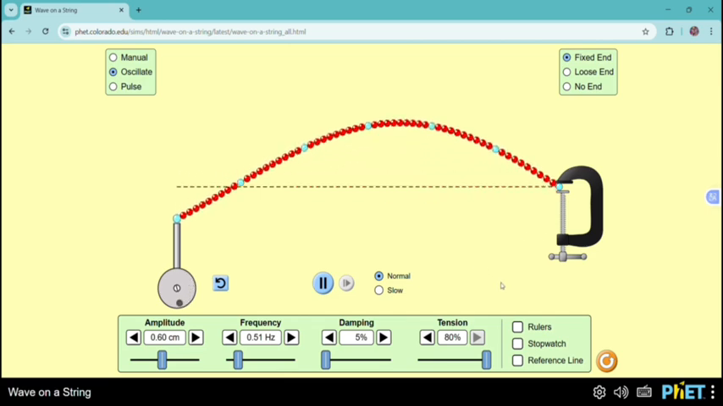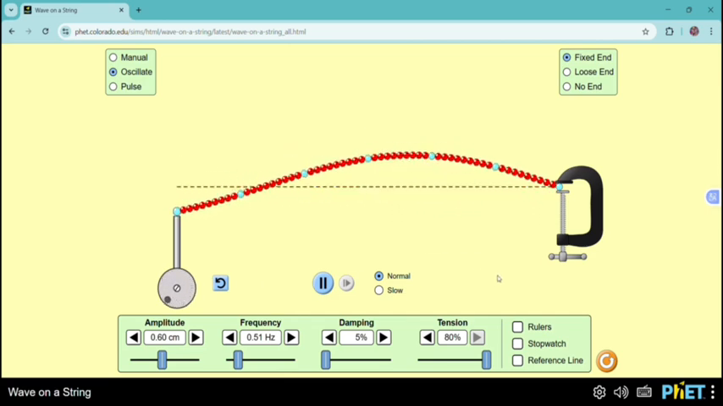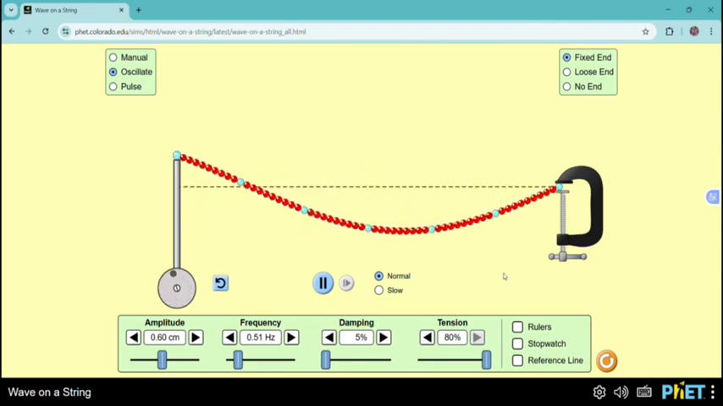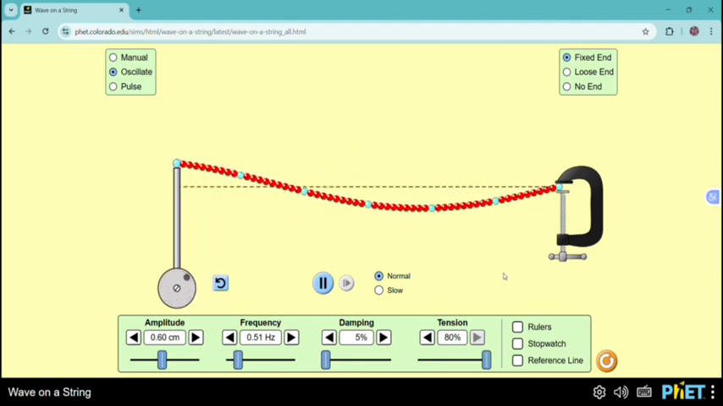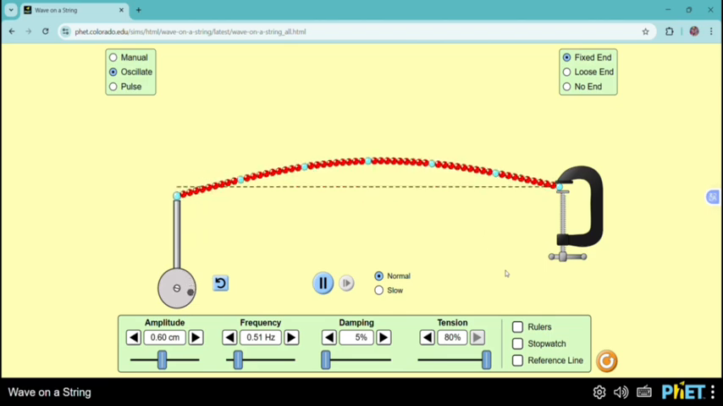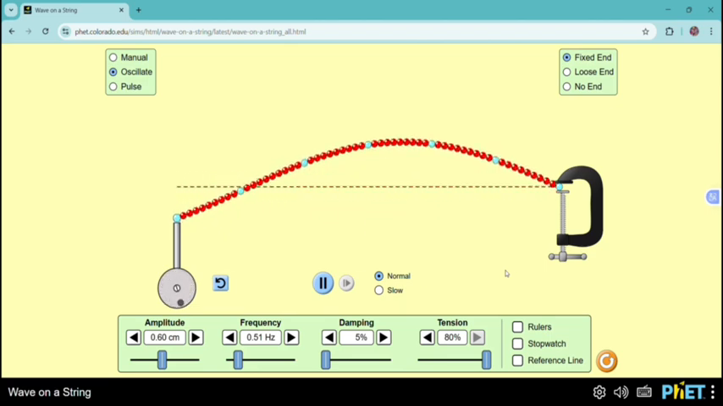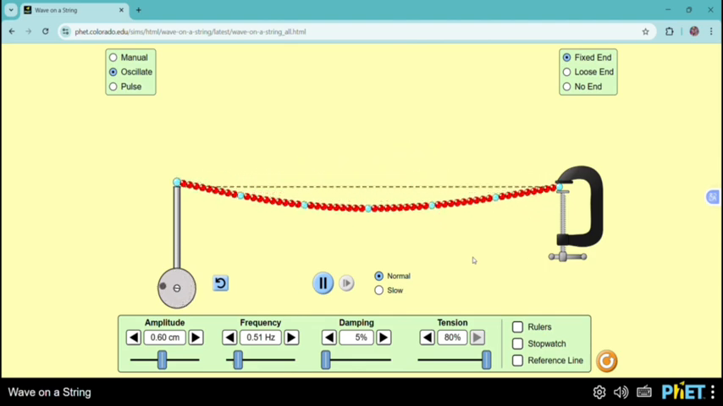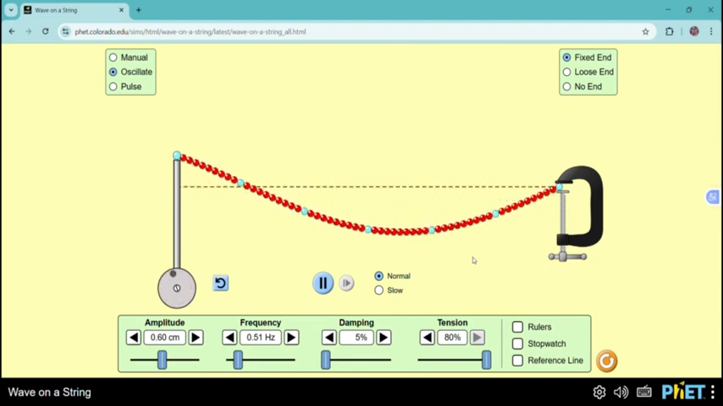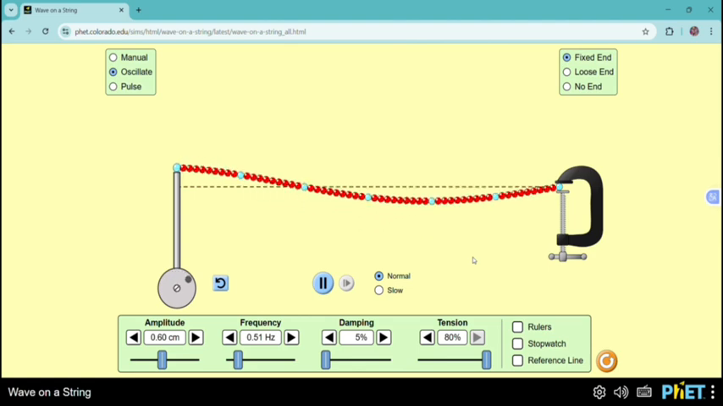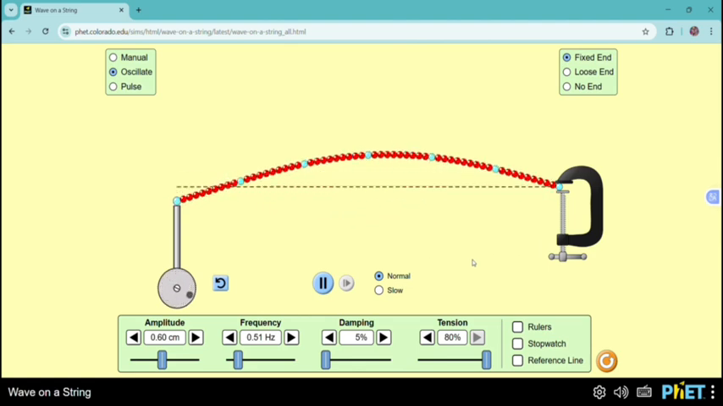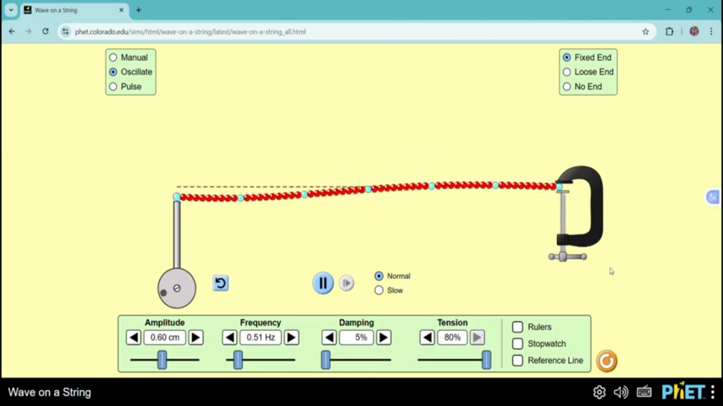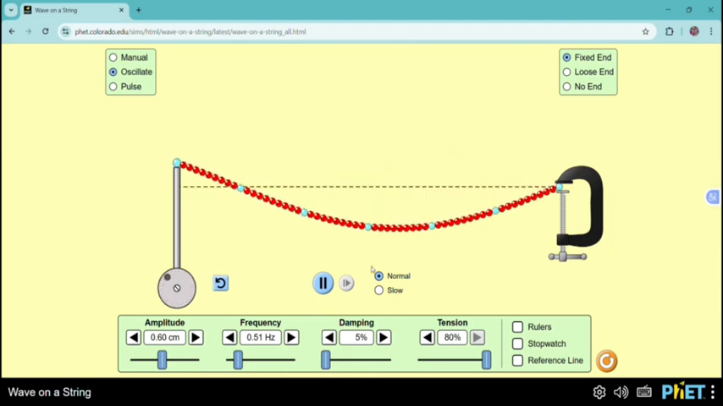So as we can see, the string forms one anti-knot and two knots at both ends. So this wave can be calculated by f equals v over 2L, where L is the string length. We call this wave the first harmonic.